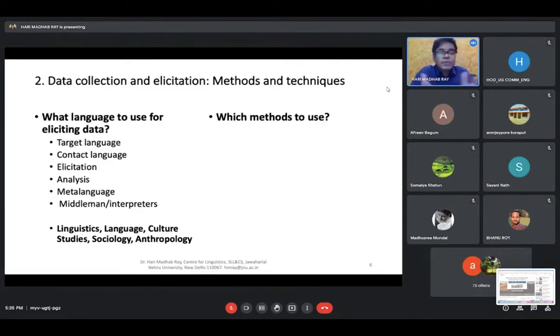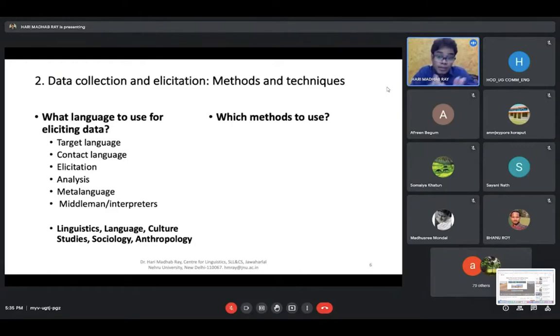You see, so this lecture, as I already told you, is not only about linguistic research. So some of the methods and techniques I'll be sharing with you today could be applied in linguistics as well as language and culture studies, sociology and anthropological research, mostly in social science disciplines.